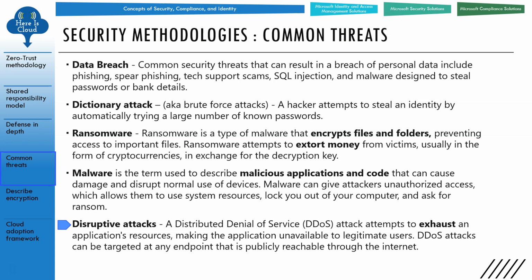Disruptive attack is important. It is when someone tries to exhaust an application's resources, making it unavailable for legitimate users. For example, you have a chatbot or an API, and someone is sending millions of requests to that API, exhausting it and making it unavailable for users. That is called a disruptive attack. So these common threats are important to know. Most of these are known things, but sometimes the differentiation could be a close definition.